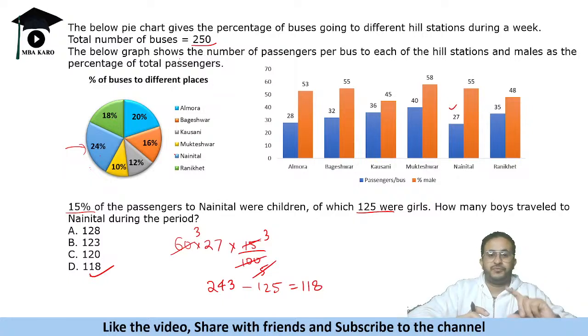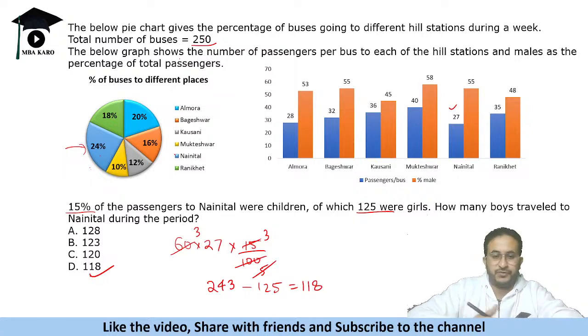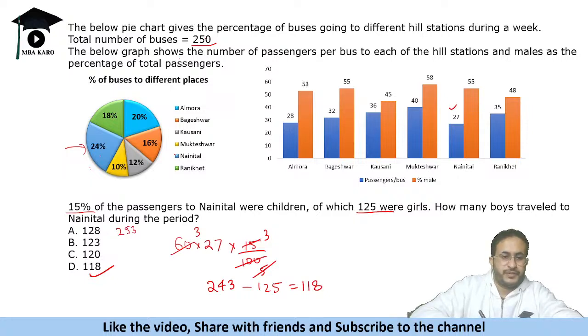Now I will tell you how to do it in the reverse way, which would take less time. I would personally do it that way instead of taking the values. 125 girls are given, so I will add 125 to it. That will give me the number of children. So this will be 253, 248, 245, and this is 243.